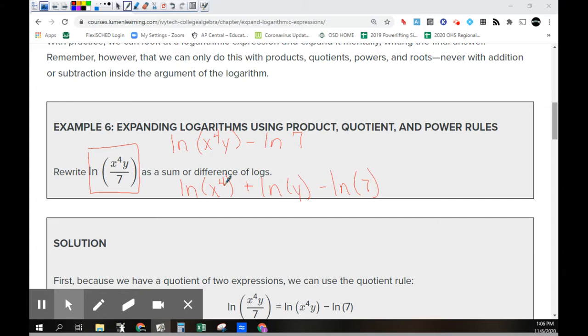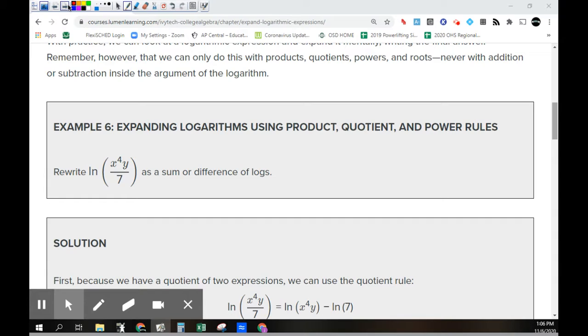Now I have an exponent. So I'm going to say 4 natural log of x plus natural log of y minus natural log of 7. So I'm taking the natural log of x, natural log of y, and the natural log of 7. And for the natural log of x, after I take the natural log of x, I'm going to multiply it by 4.